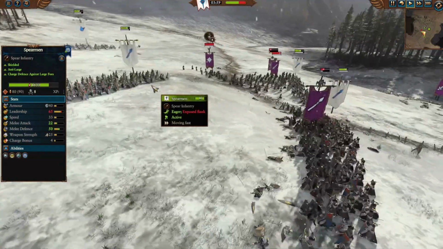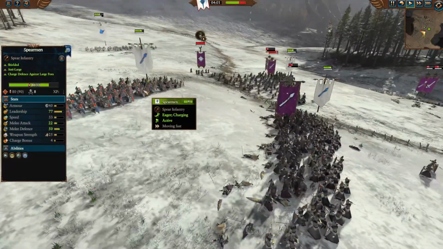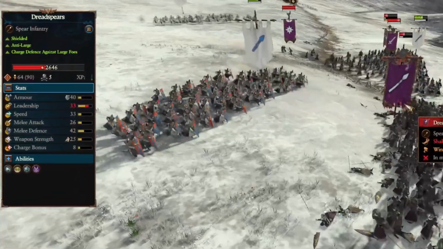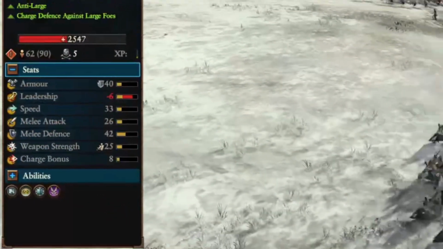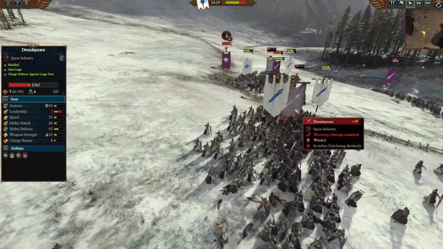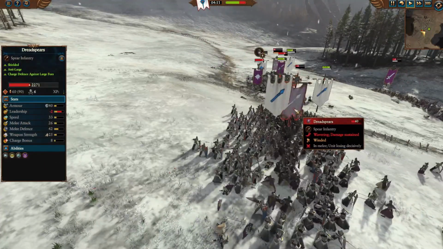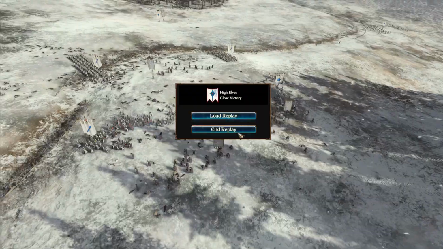So by doing these charging hammer and anvil tactics, you can completely destroy their leadership. And you can see here it's 33 and it drops down to 15. And then as the units come into the back, it actually drops negative momentarily and their flag starts to flash.